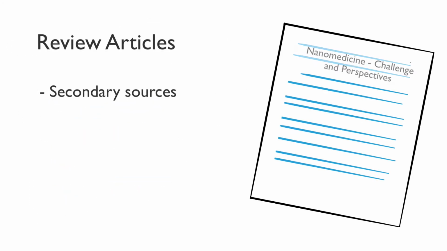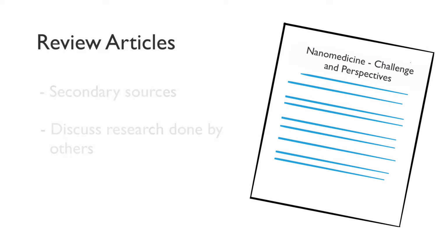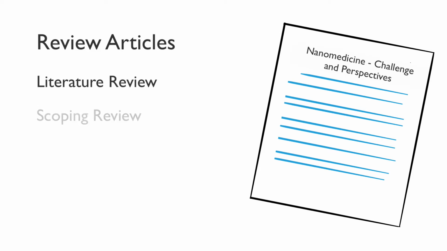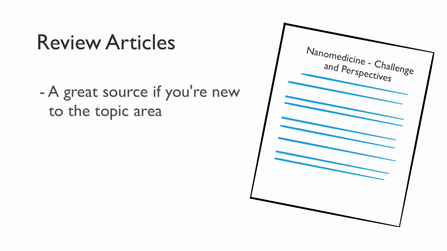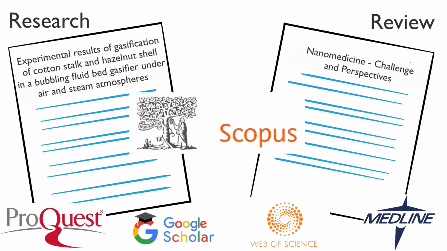Review articles are known as secondary sources because they discuss the research secondhand. There are different types of review articles, like literature, scoping, and systematic reviews. They will all synthesize or analyze research that's already been conducted. They are a great source to look for if you're new to a research area because they generally summarize the current state of research on a topic. You can find both these types of articles in databases like Scopus.